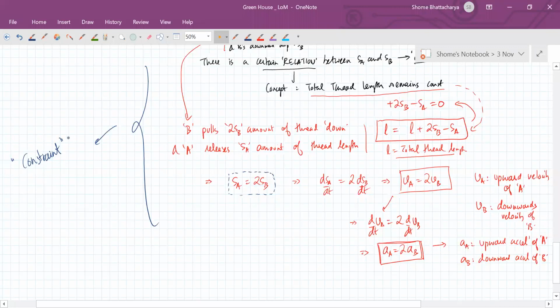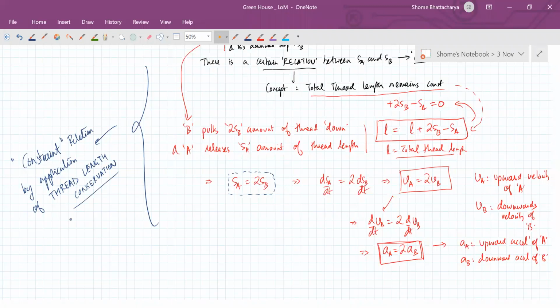So this process is called constraint relation by application of thread length conservation. There are many different types of constraint relations in physics and especially in mechanics, and many different ways of applying them. But the first method we are learning here is conservation of thread length.